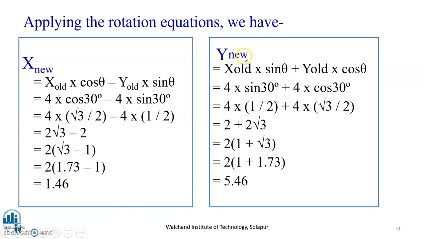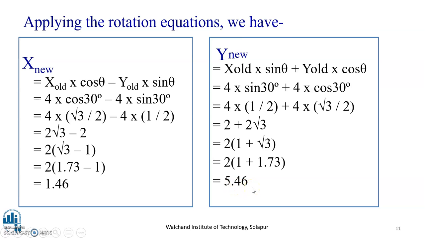Whereas on solving for y new, we obtain x old into sin theta plus y old into cos theta. 4 into sin theta is 4 into 1 by 2, since sin 30 is 1 by 2, whereas cos 30 is root 3 by 2. So on solving, we get 2 plus 2 root 3. Taking the brackets common, we have 2 outside. So 2 into 1 plus root 3, where root 3 is 1.73. So we have y new equal to 5.46.